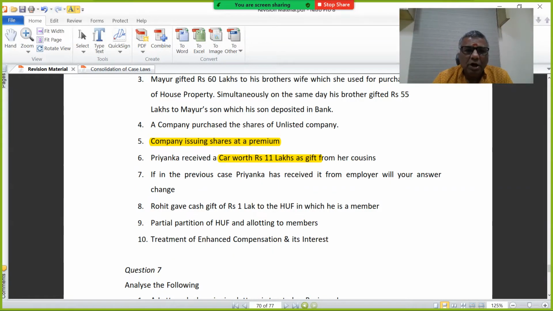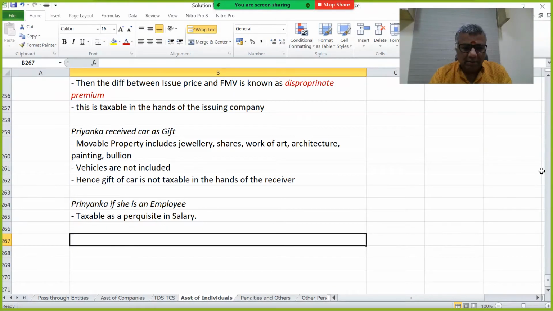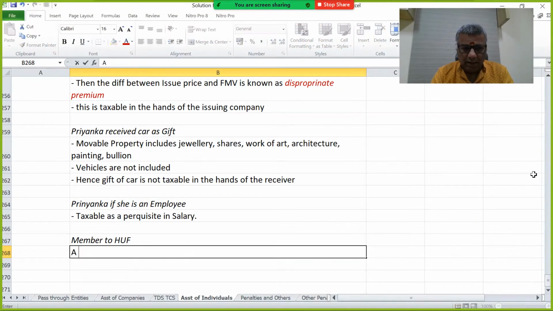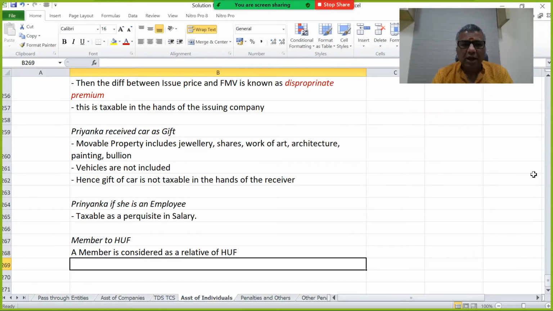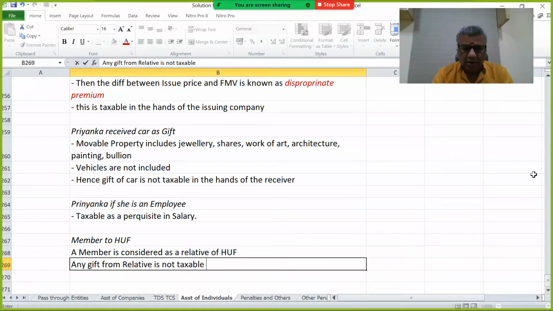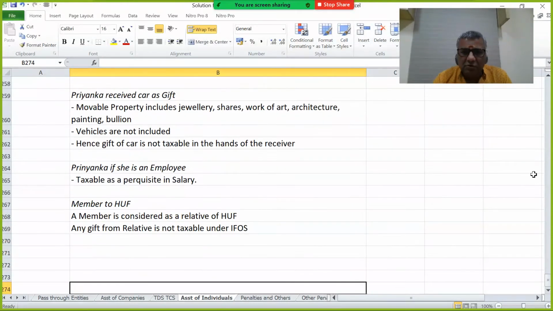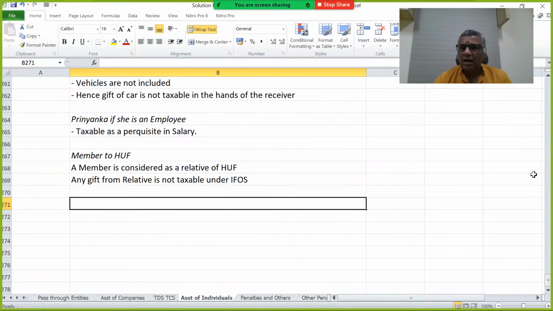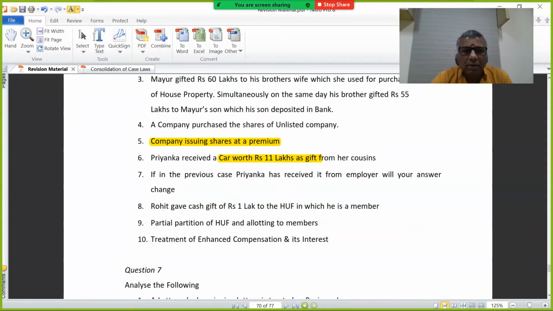Rohit gave cash gift of 1 lakh to the HUF in which he is a member. Not taxable, my dear friends. A member is considered as a relative of HUF. Any gift from a relative is not taxable under IFOS. So it is not taxable.